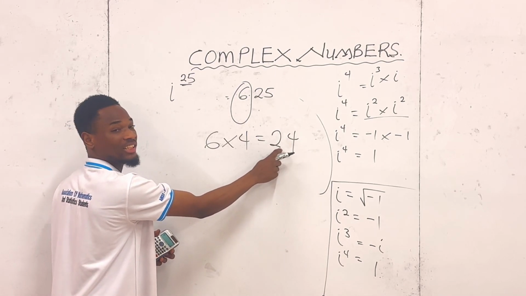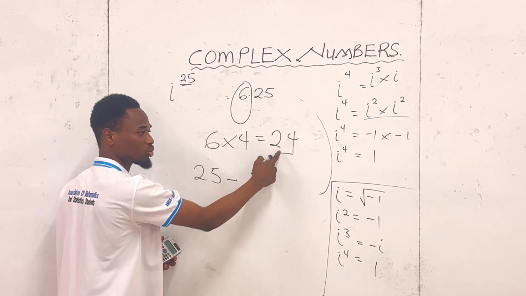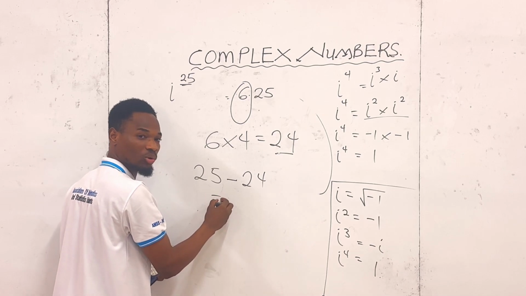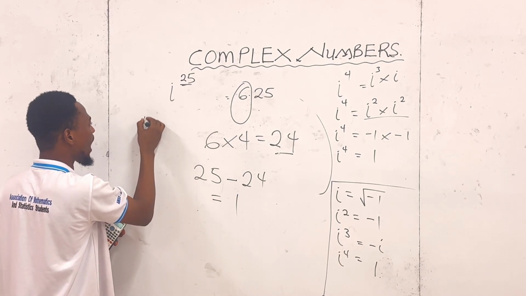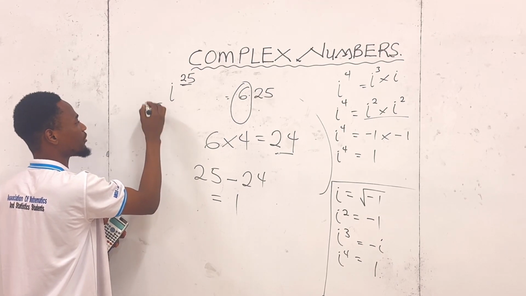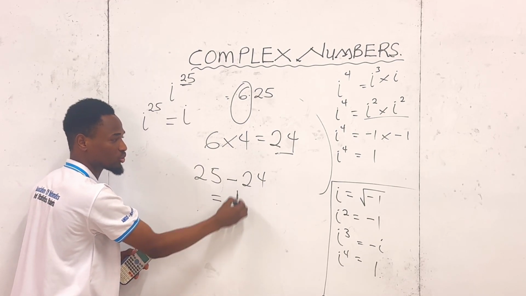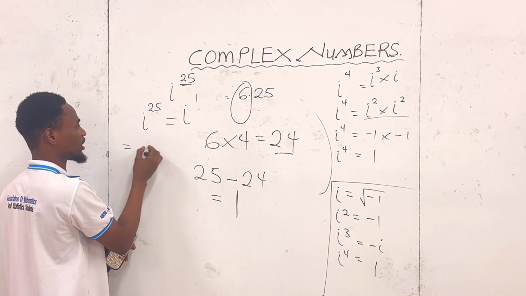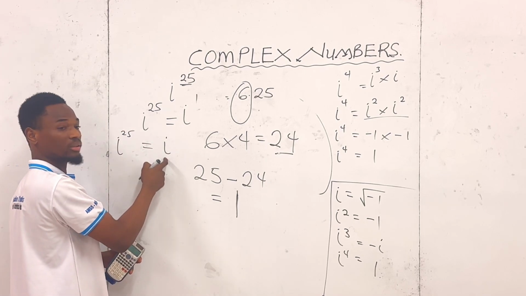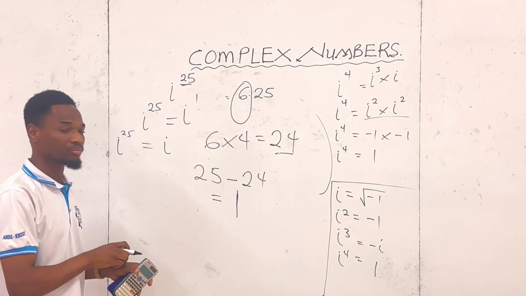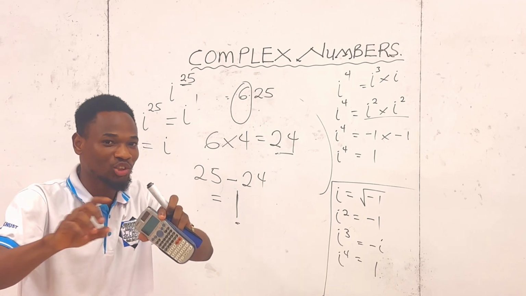Whatever you get, you subtract this from the original power given in the question. So what do I have here? I have my 25, minus my 24. So I'll get 1. As a result of that, I can clearly say that i raised to 25 is the same as i exponent 1, which is the same as my i. So i raised to 25 is the same as i.